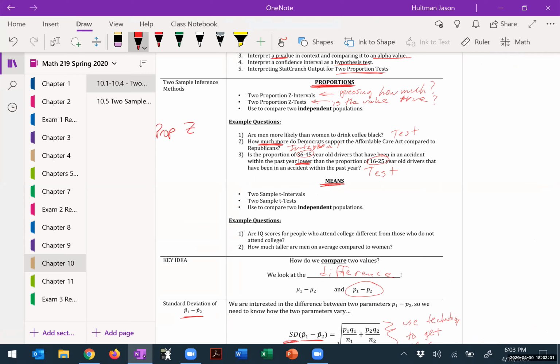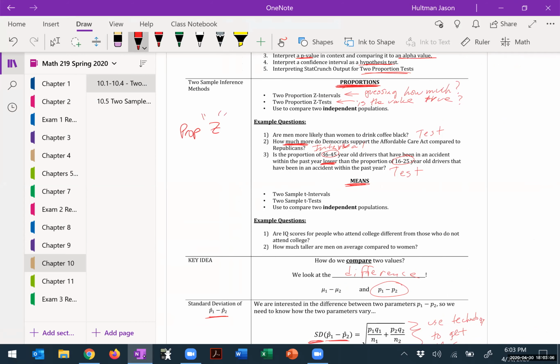Okay. So last time, we talked about proportions. Today we want to talk about sample means. So for a proportion, remember it was the Z, two sample Z test. We're using Z's on the proportions. For means we use T. For proportions we use Z, and for means we use T.